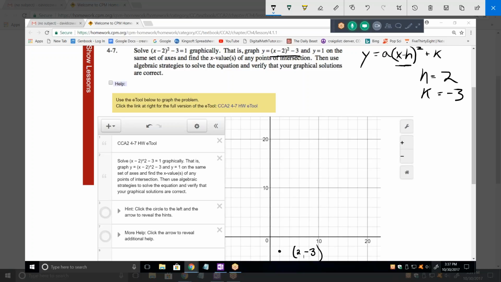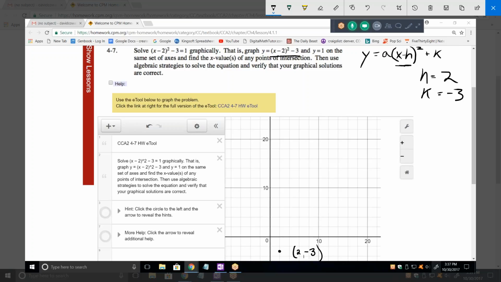Does this thing open up or down? Down. It depends on the sign of A. If A is positive, it opens up. If A is negative, it opens down. So which way does this open? What is A? Positive 1. So will it go up then? So it opens up, exactly.